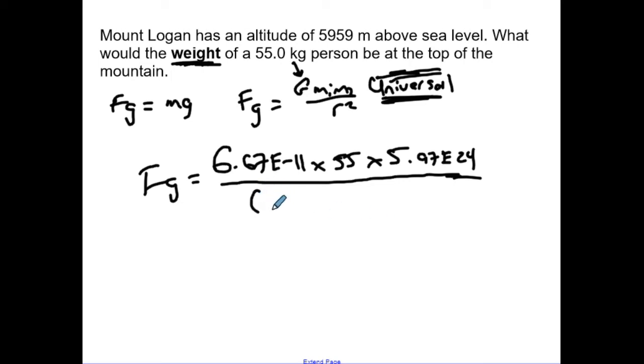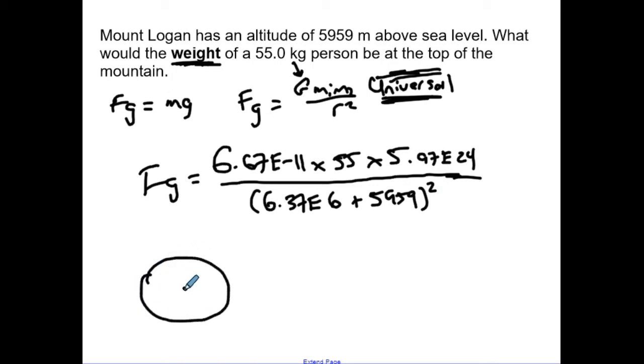We're going to have to take the radius of the Earth, which was 6.37 times 10 to the 6, and we're going to have to add an extra 5959 meters to it before we square it. The reason being is that if this is the Earth, and from here to here is the distance from the center of the Earth to the edge of the Earth, well, you're a little bit higher up when you're on top of the mountain, so we have to add more distance.